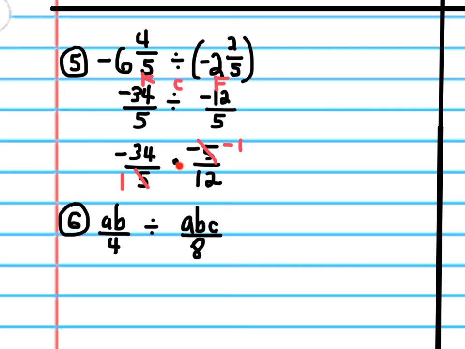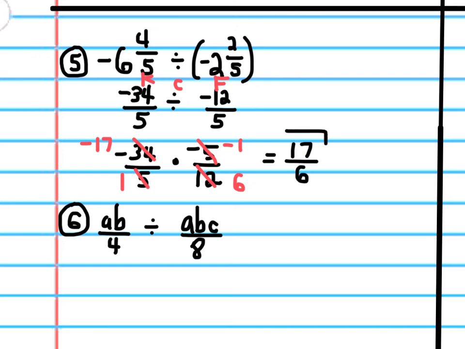And then we can also cross cancel with the -34 and 12. Divide both of those by 2, and you'll get 6 here. And on this one, we're going to get -17. And then we multiply across. -17 times -1 is +17, and then 1 times 6 is 6.